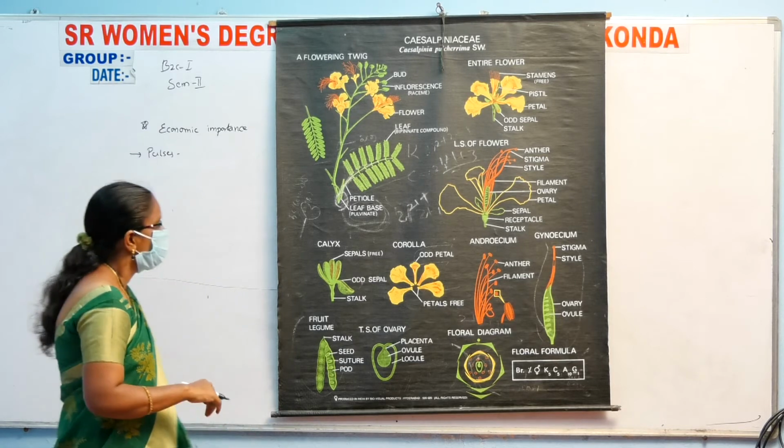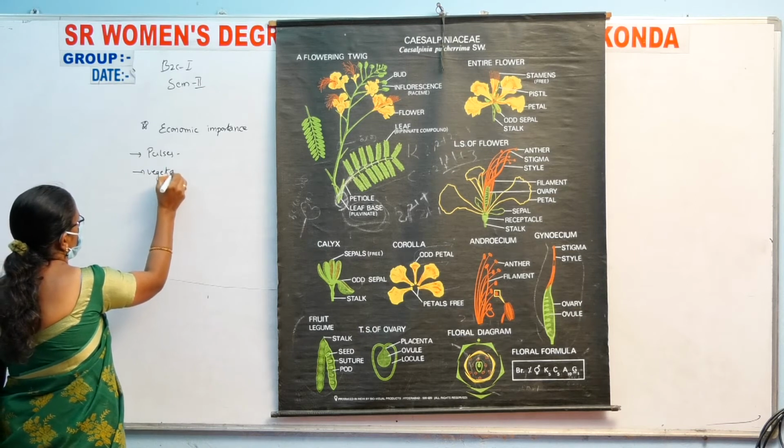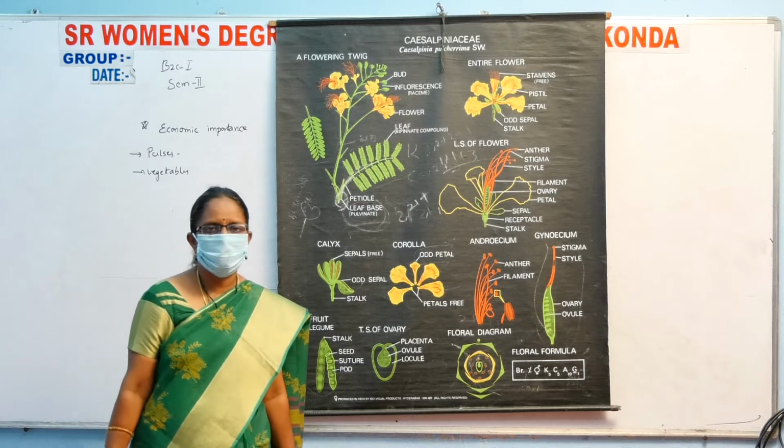And second one is vegetables. Some plants are used as the vegetables.